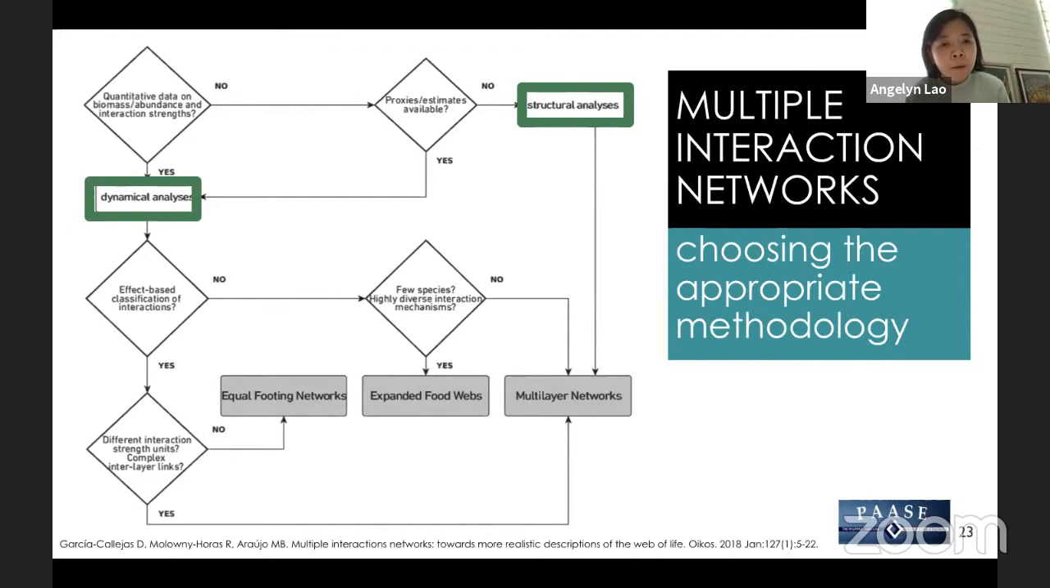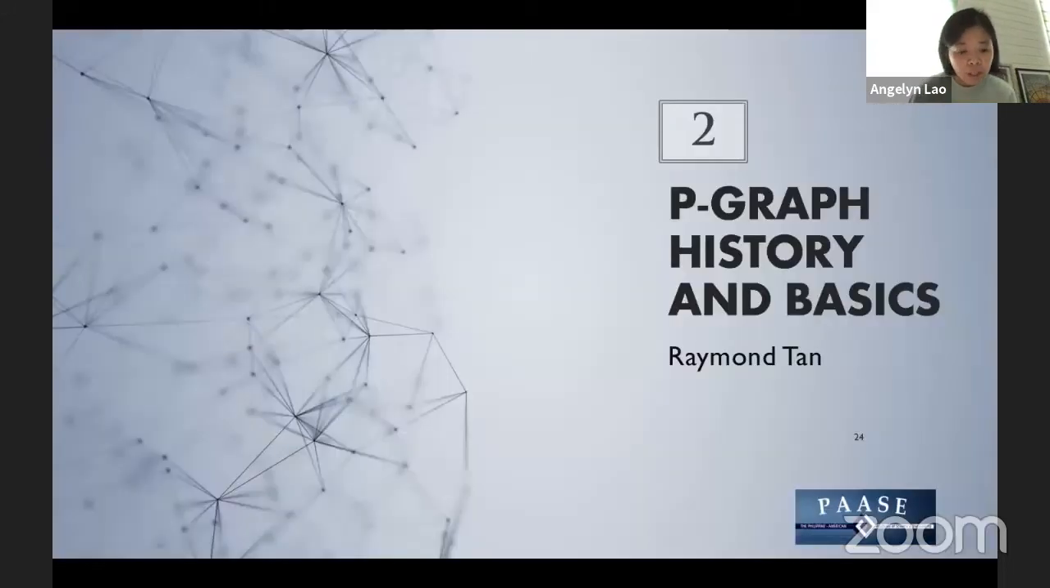So, and when you go into detail, we will also observe that this can also be applied to or can be satisfied by P-graph. So to give us an introduction of P-graph, I now give the floor to Dr. Tan.